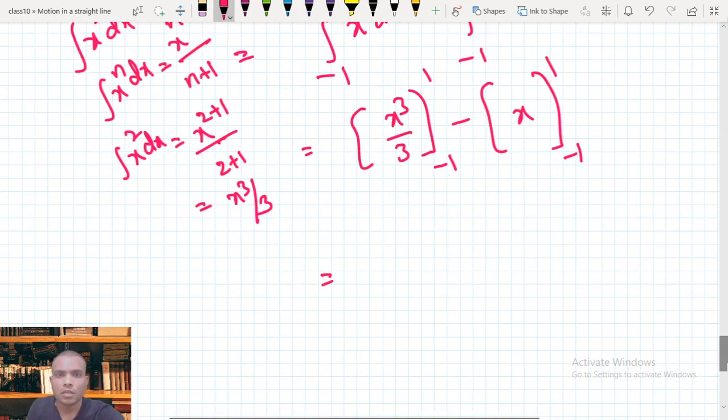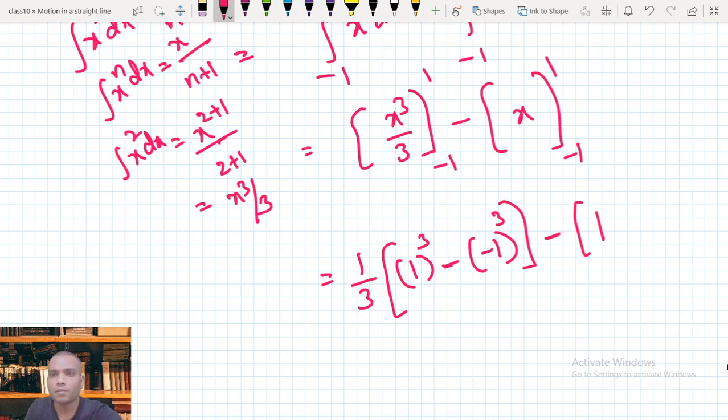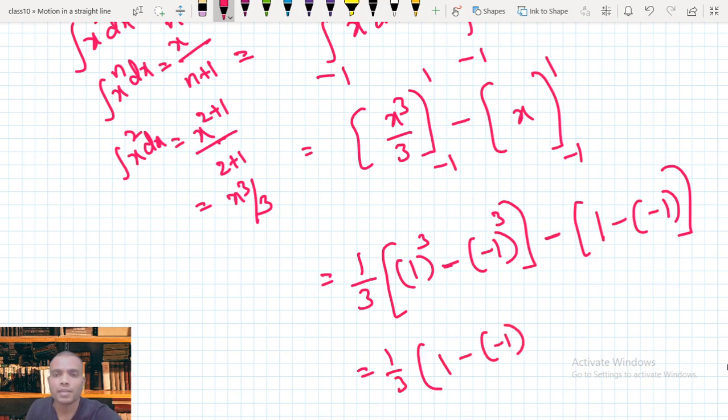Now it's time to substitute the limits. First you can substitute the upper limit, or for better you can take the denominator out. So first I substitute the upper limit 1, 1 cube. Now take the negative sign in between and substitute the lower limit, which is minus 1, so minus 1 cube, and minus of upper limit 1 and minus of lower limit minus 1. Now we can do the calculation. 1 cube value is 1 and minus of minus 1 cube is value minus 1, and here minus of 1, minus times minus goes to plus.